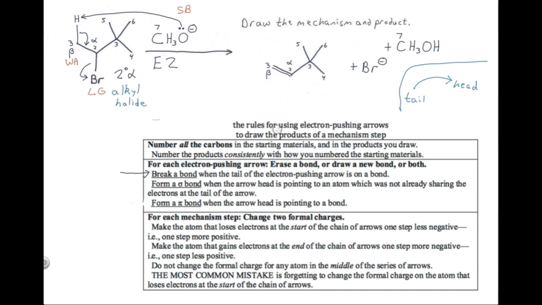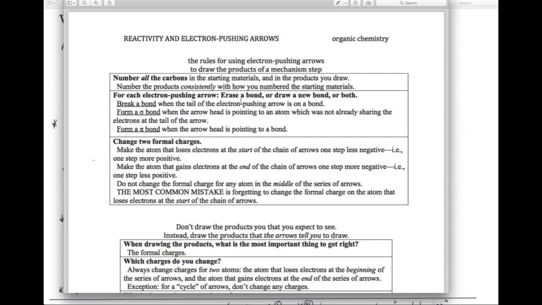These are the rules for using electron-pushing arrows. I took my time and drew this product quite slowly because I was trying to explain the rules, and clearly you need to keep practicing until you can draw products using this process much more quickly and efficiently than the time it took me to talk through the process this first time. Here is another handout that contains the rules for using electron-pushing arrows to draw the products of a mechanism step. You can access this handout by clicking the link in the video description box.